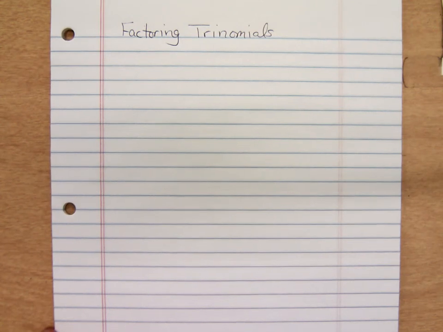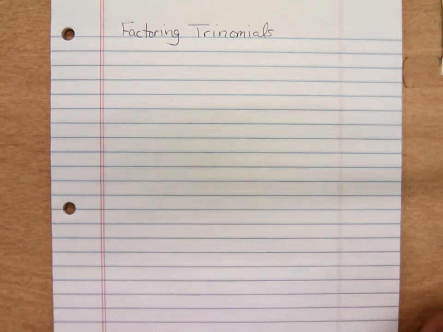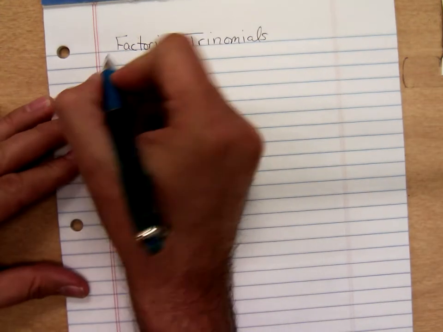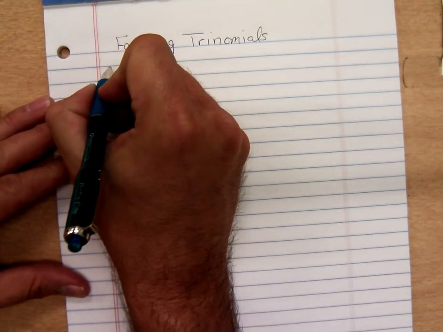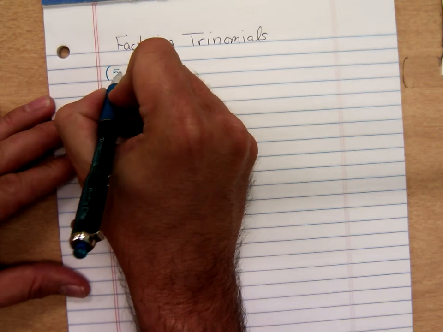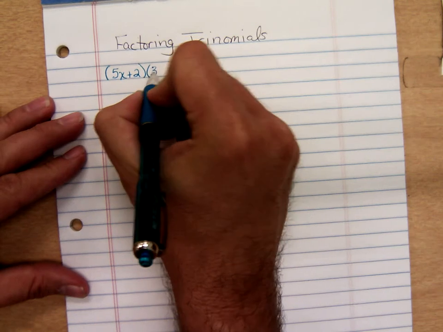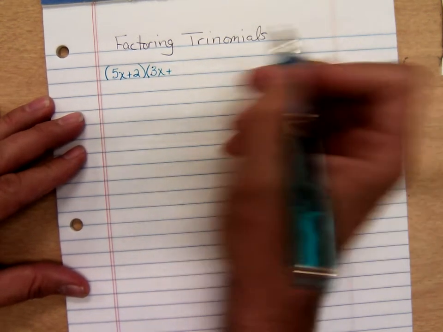This is Mr. Precella, and today we're going to be factoring trinomials, sort of reviewing how to factor. But before we begin, I want to start off by just jogging your memory about foiling. When we multiply two binomials, let's suppose we have this. I'm going to review some foiling first. We have 5x plus 2 times 3x plus, let's say, 4.